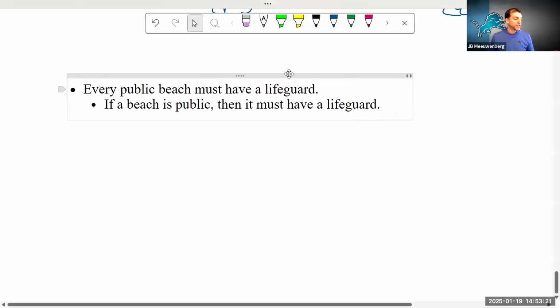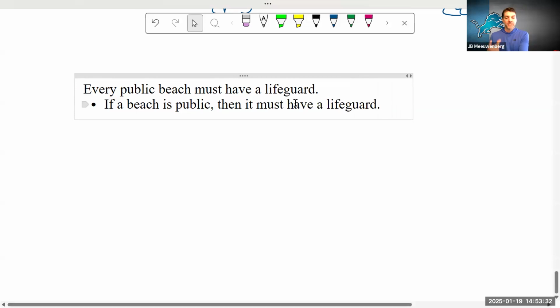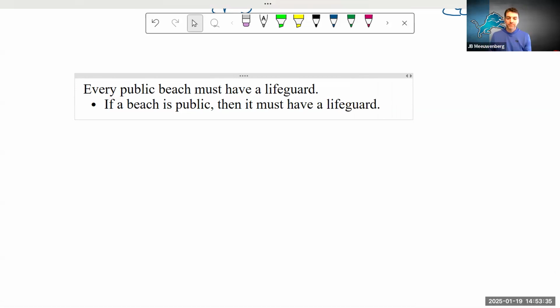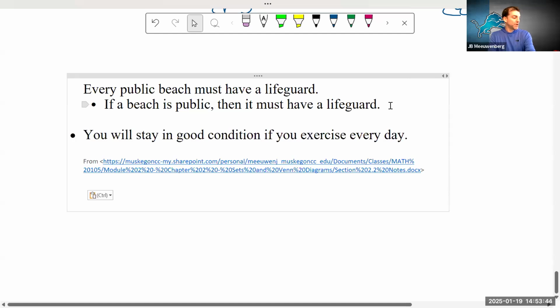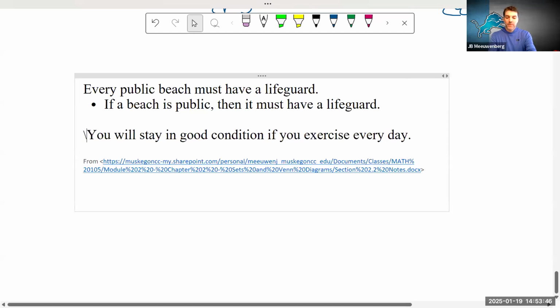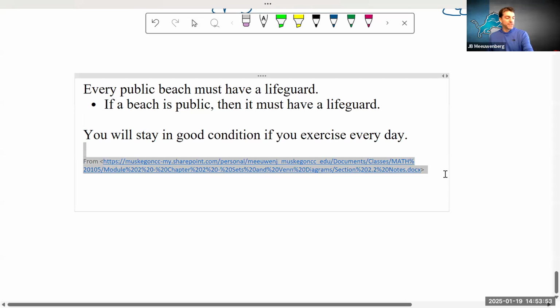So again, here's the original statement. Every public beach must have a lifeguard. If we rewrite it using the if-then format, it says, if a beach is public, then it must have a lifeguard, okay? So, your turn. I'm going to give you several of these, and your job is to rewrite each of these using the if-then conditional form. Let me copy and paste several of these.